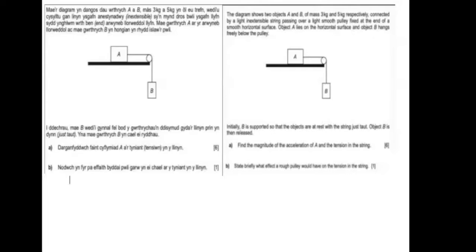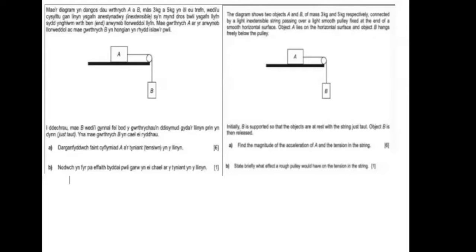This question is about connected particles and a pulley. Let's look at the wording in the question. It says it is a light string. The string has no mass. The only masses we're considering are mass A and mass B, the 3 kilogram and the 5 kilogram masses.